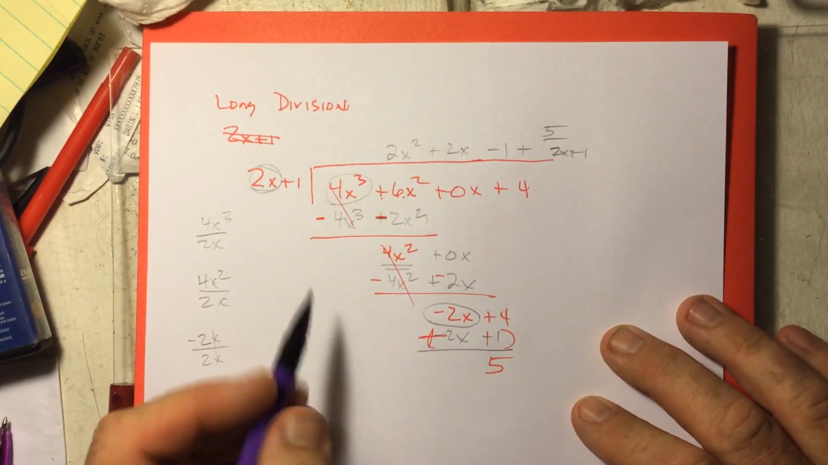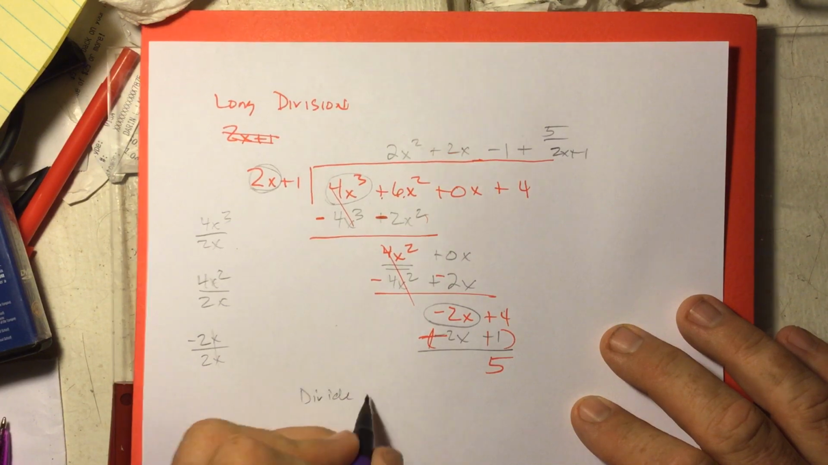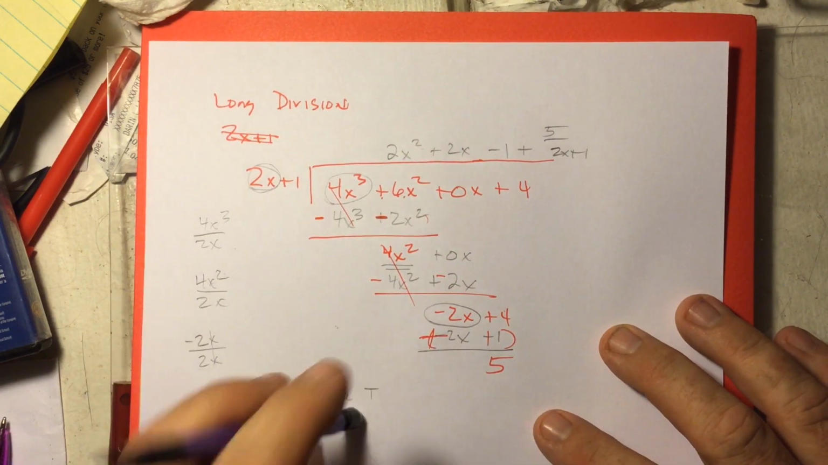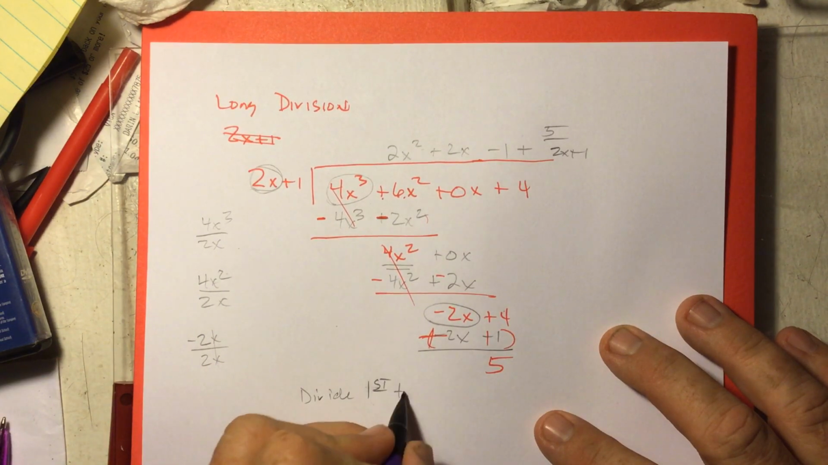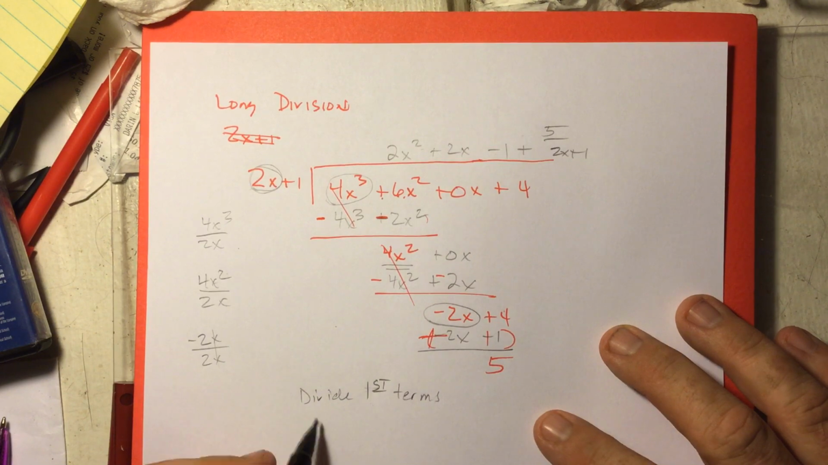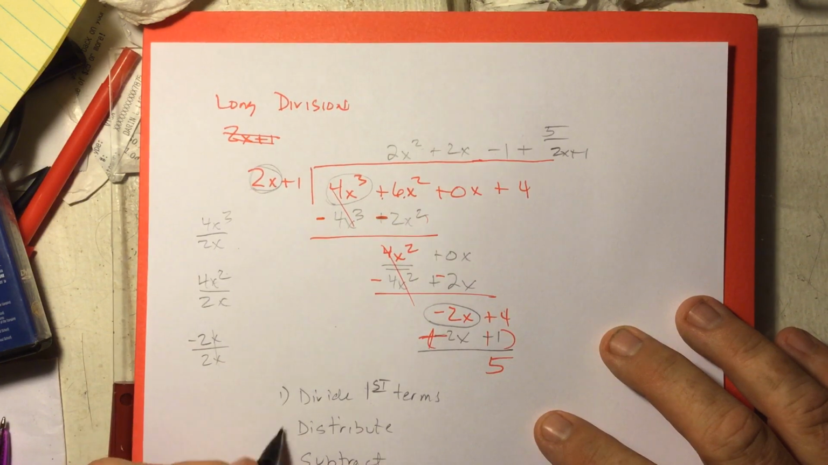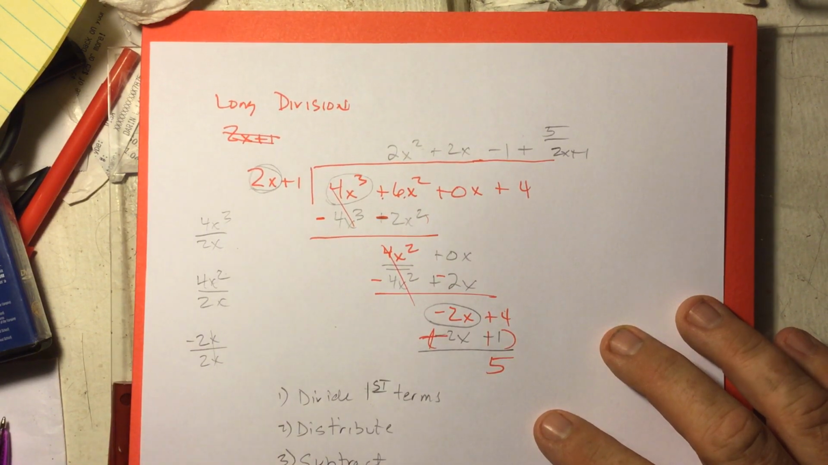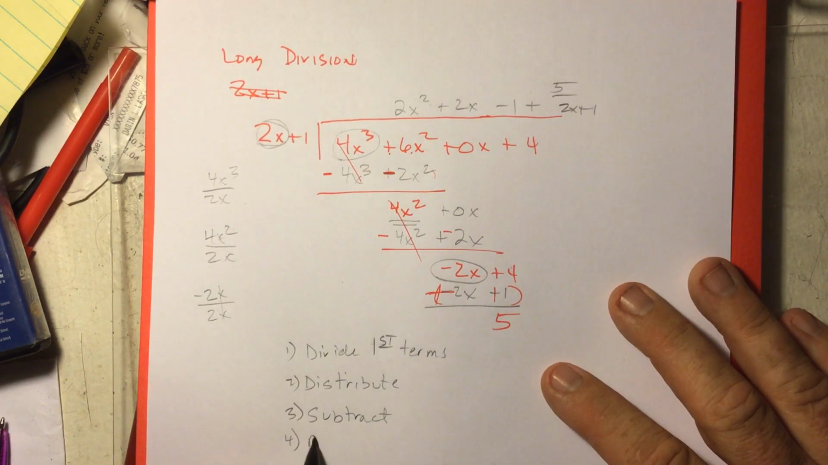So it's a repeated thing. We're going to divide first terms. Then we're going to distribute. And then we're going to subtract. So it's step 1, step 2, step 3. And then number 4, repeat.